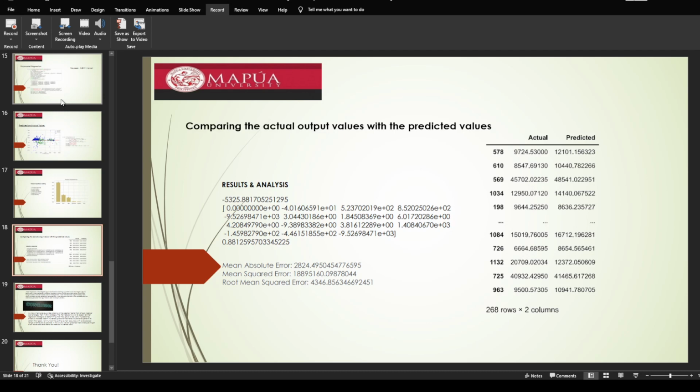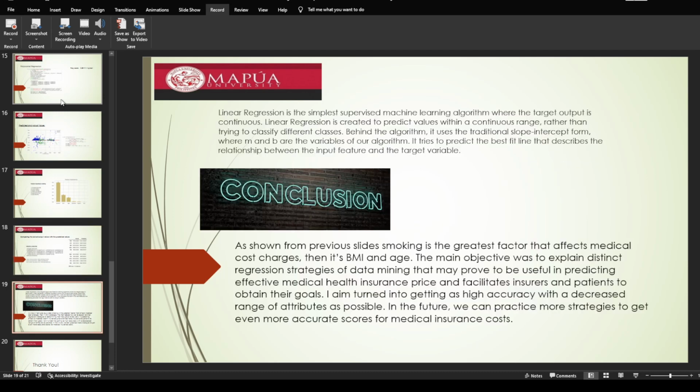And for the result and analysis, polynomial regression analysis gives me the highest regression score, which is 0.8812. So, linear regression is the simplest supervised machine learning algorithm where the target output is continuous. Linear regression is created to predict values within a continuous range rather than trying to classify different classes. Behind the algorithm, it uses the traditional slope-intercept form, where m and b are the variables of our algorithm. It tries to predict the best fit line that describes the relationship between the input features and the target variable.